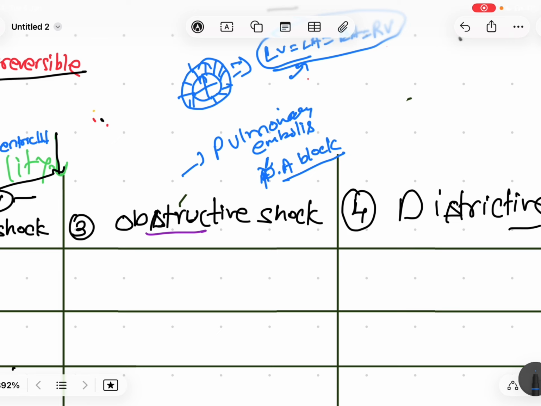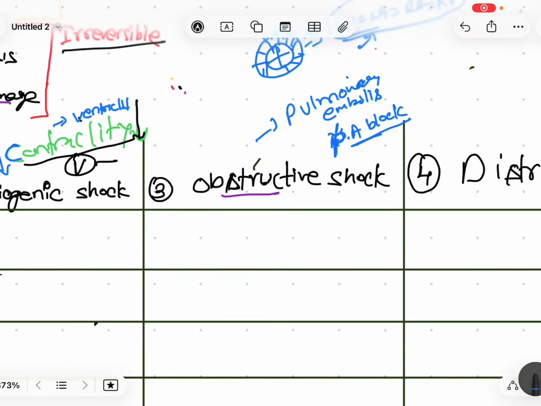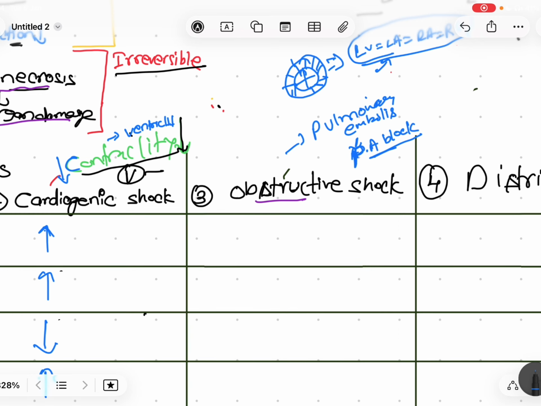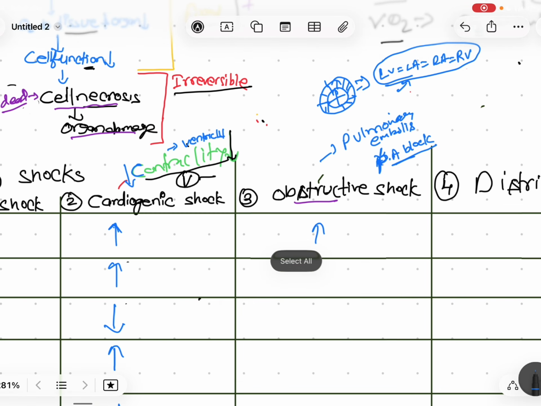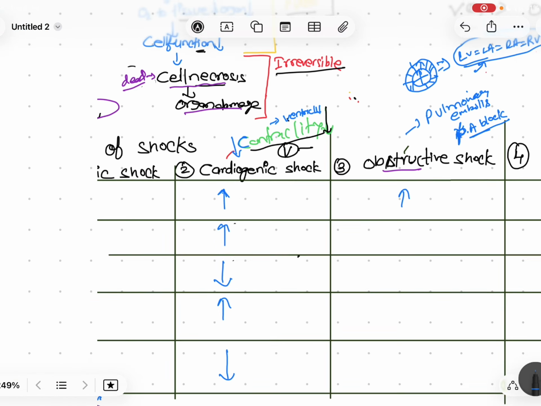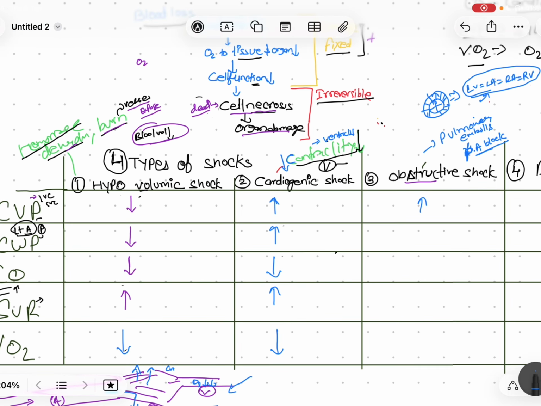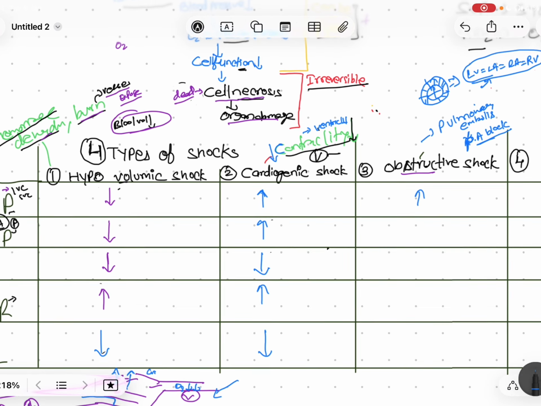So here the pulmonary artery is blocked. Will it affect the inferior vena cava and superior vena cava? No. The blood will accumulate more and more, so the central venous pressure increases. If we look at the left atrial pressure, the pulmonary capillary wedge pressure, what do you think?